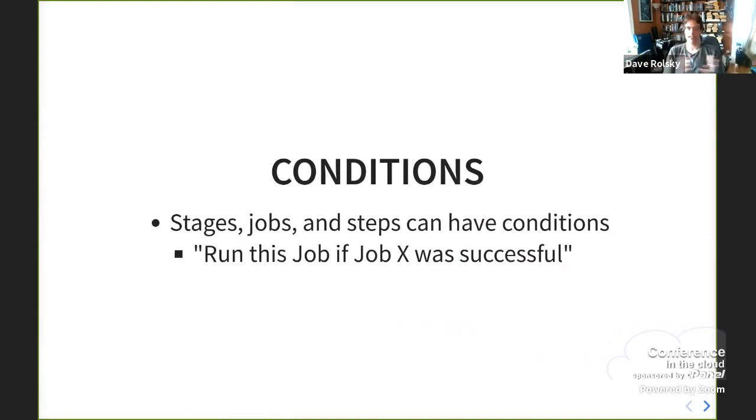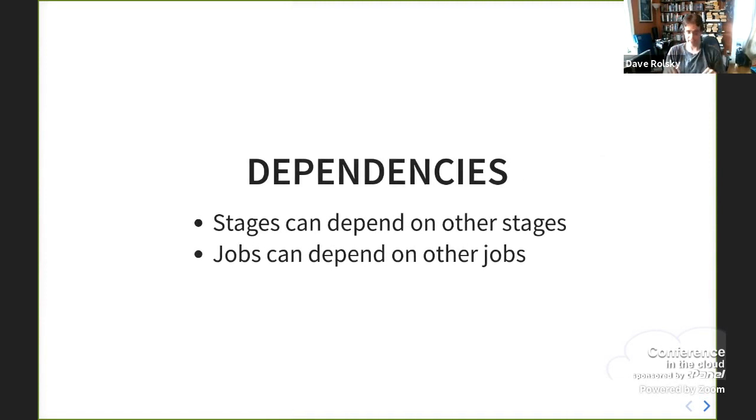So there's this notion of conditions. Stages, jobs, and steps can all have conditions. Or sorry, this isn't how you get your dependency graph. That's something else. You could have a condition like run this job if this other job was successful, or run this job if this job failed. You can also have conditions based on all sorts of other things. And in particular with templates, templates take parameters and you can use those in your conditions. You can also have dependencies. That's how you get your dependency graph. So stages can depend on other stages. Jobs can depend on other jobs. And again, Azure just runs things in the right order, as parallel as possible, based on this.